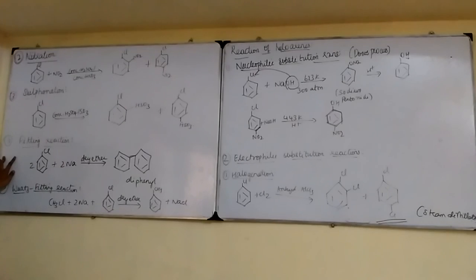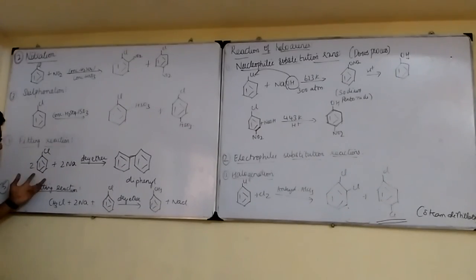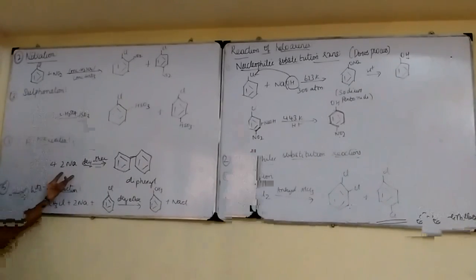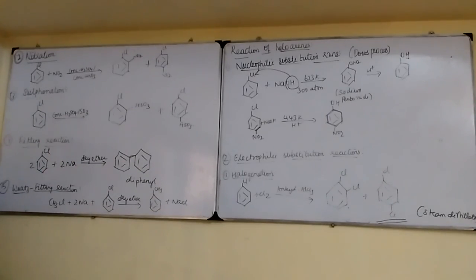Now, one new reaction is the Fittig reaction. Fittig reaction is the same way as the Wurtz reaction. Two molecules of haloarene with two atoms of sodium in presence of dry ether, you have diphenyl. Same as we learned in that reaction. So, two molecules of chlorobenzene with two atoms of sodium in presence of dry ether, you will have formation of diphenyl. Next, the last reaction is the Wurtz-Fittig reaction.